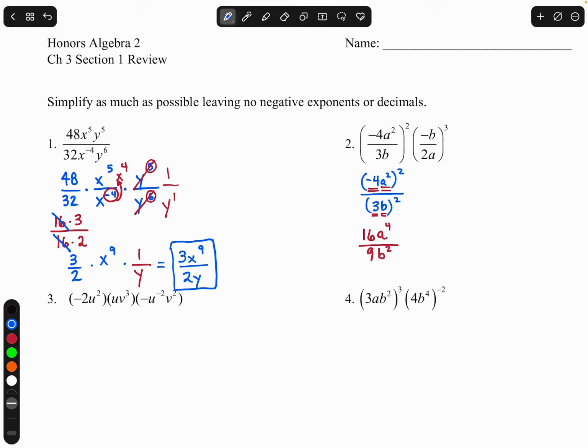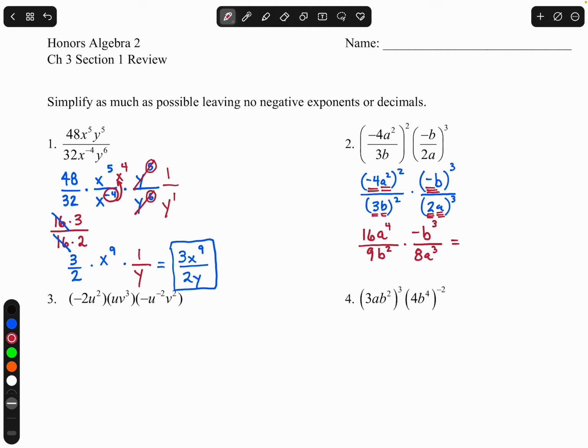All right, let's go on to the second fraction. We've got a negative b to the third power over 2a to the third power. A negative b times a negative b times a negative b is going to give us a negative b to the third, over 2 times 2 times 2, which is 8, and a times a times a is a to the third. Now from here, you can do this a couple different ways.